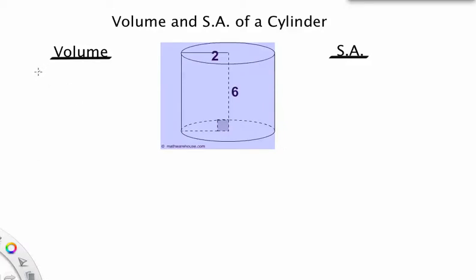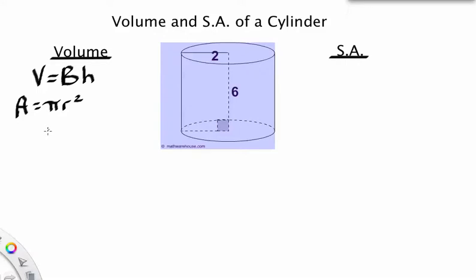In order to do that, I need to know what the formula for volume is, and the formula is volume equals area of the base. Now remember, area of the base we're going to start denoting as a capital B so people don't get confused, times the height. Well, the area of the base of the cylinder is obviously a circle, so I need to find the area of a circle first. Area of a circle is A equals pi r squared.